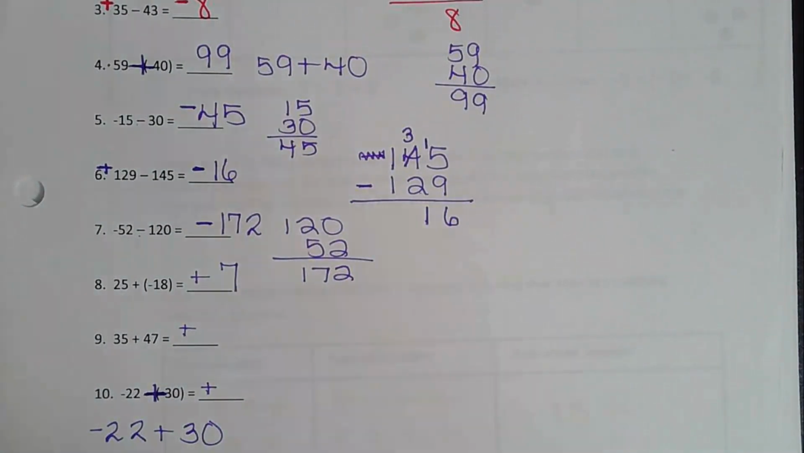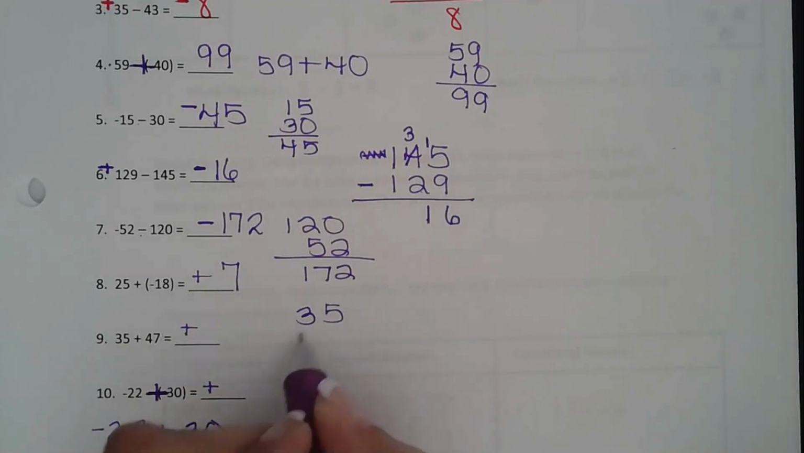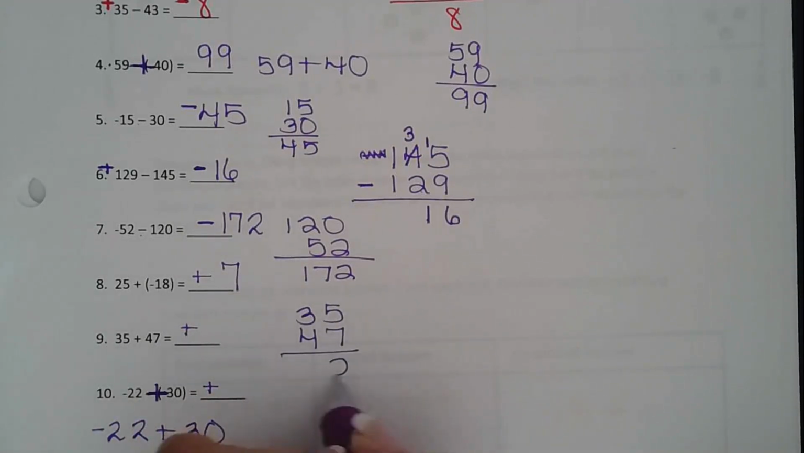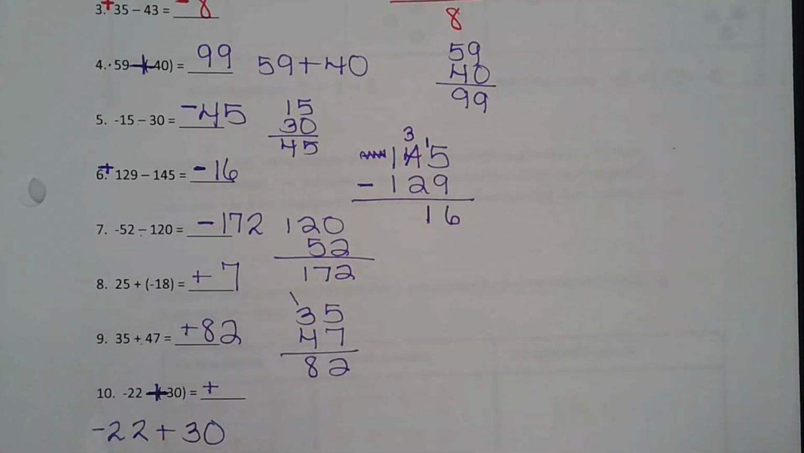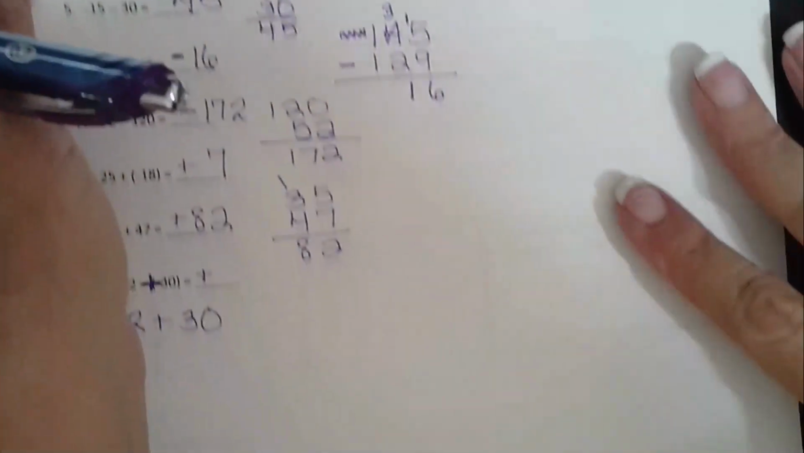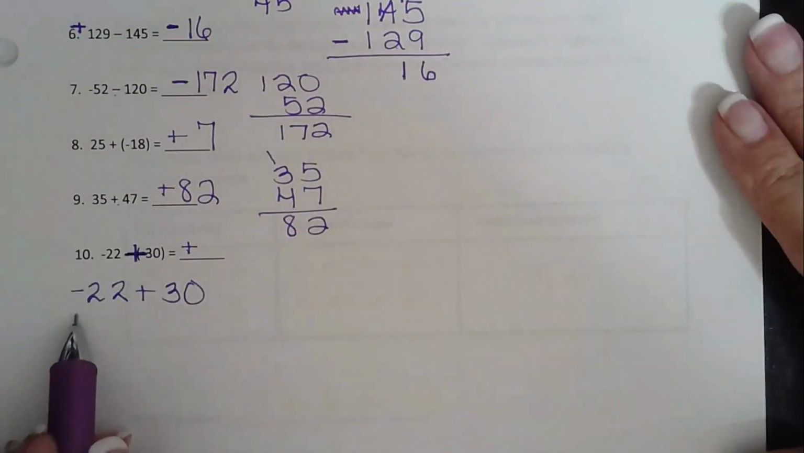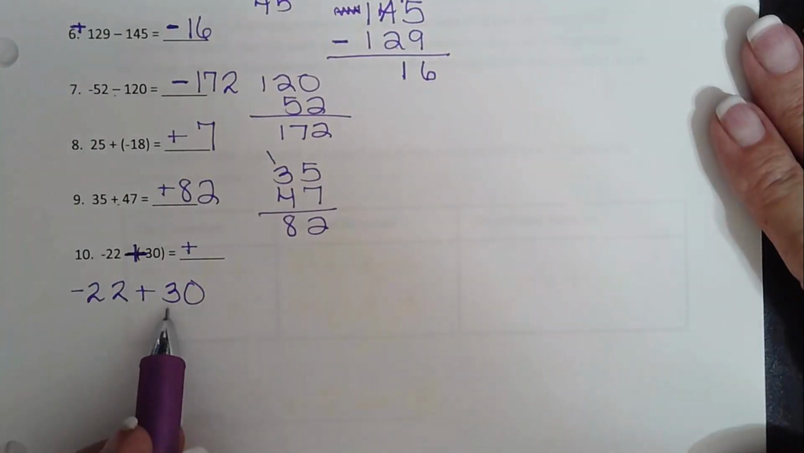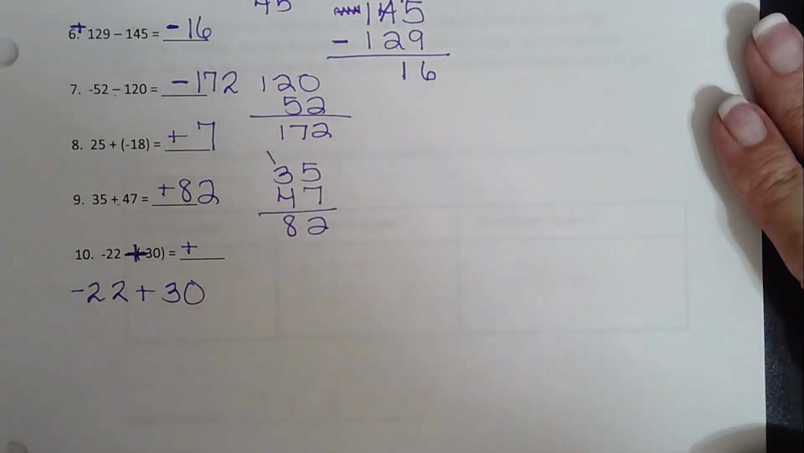Next one, the signs are the same. When the signs are the same, we add. 12, 7, 82. Keep the sign of the larger, plus. And last but not least, after we make the double negative positive, we see the signs are different. So this is a subtraction problem.